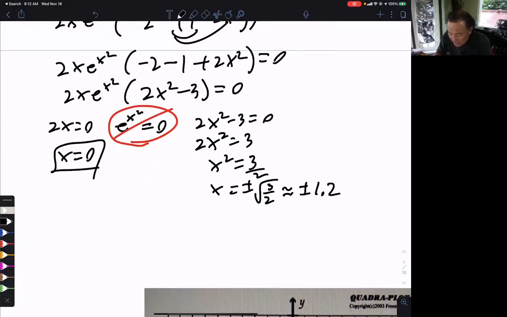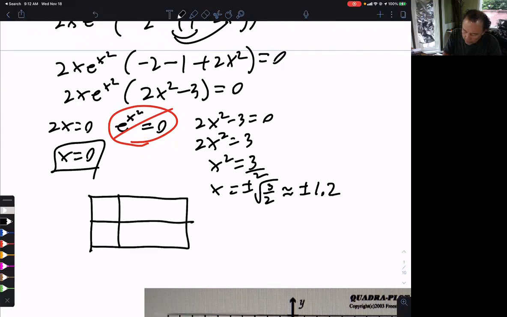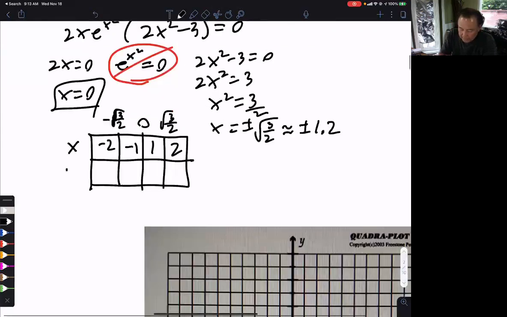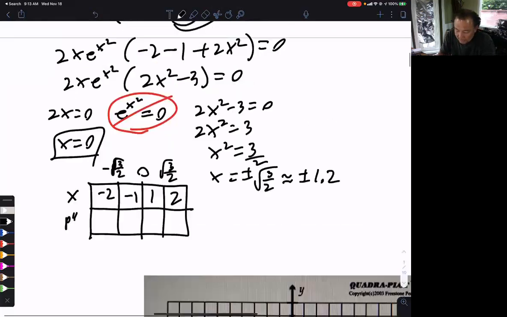So we need to check concavity around all those points. So we have 3 points, 0, negative radical 3 over 2, and positive radical 3 over 2. So we're going to test points. I can do -2, -1, 1, and 2. And that's going to be x, and is our function p double prime. So I'm going to plug that in.